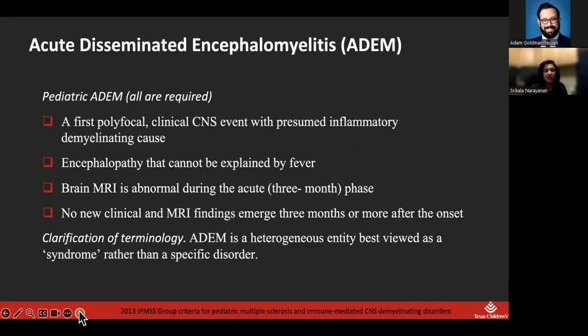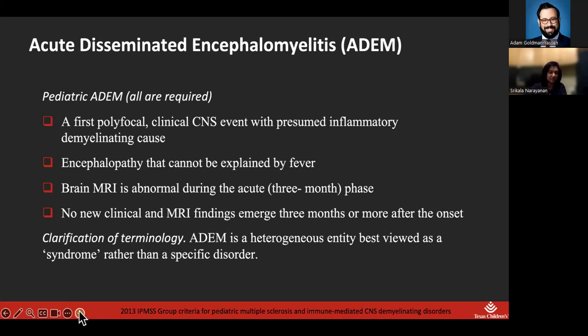Pediatric ADEM is defined as per the 2013 International Study Group as a more heterogeneous syndrome that comprises a first polyfocal clinical CNS event with presumed inflammatory demyelinating cause, encephalopathy that can be subtle but is not explained by fever, and an abnormal brain MRI during the acute phase, which is defined as a 3-month phase. Beyond the acute phase, there are no new clinical and MRI findings. So it's best to clarify that ADEM is a heterogeneous entity, best viewed as a syndrome rather than a specific disorder.